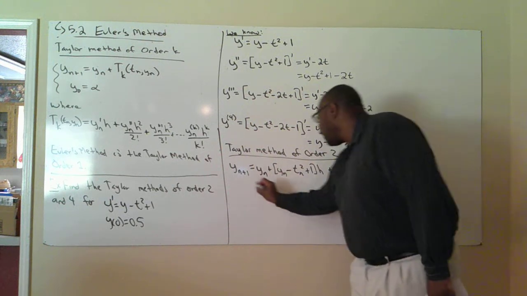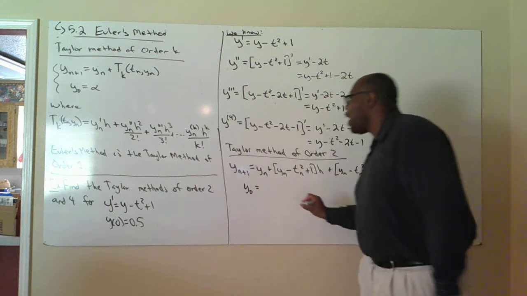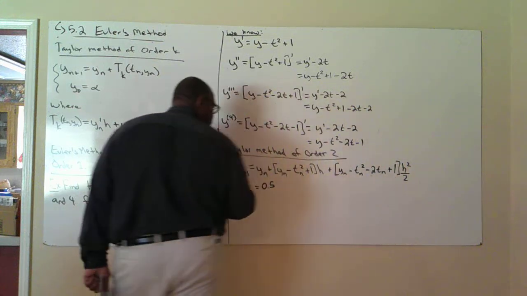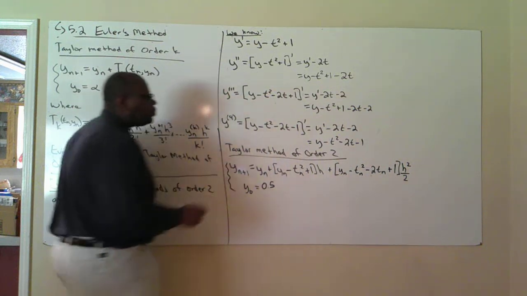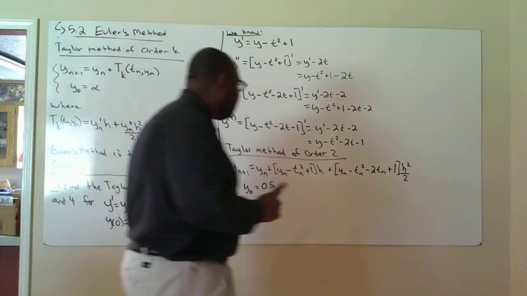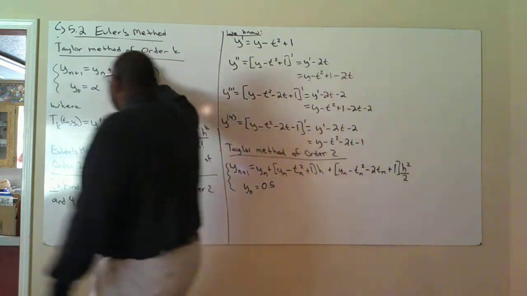And then we have our initial condition, y sub 0 is equal to 0.5, I believe is what we have. So that's the Taylor method of order 2. Okay. So not too bad, not too shabby, right? Let's do Taylor method of order 4. Do we have enough space to put it? So that's a good question. Let's put it over here. I'm going to have to erase this.